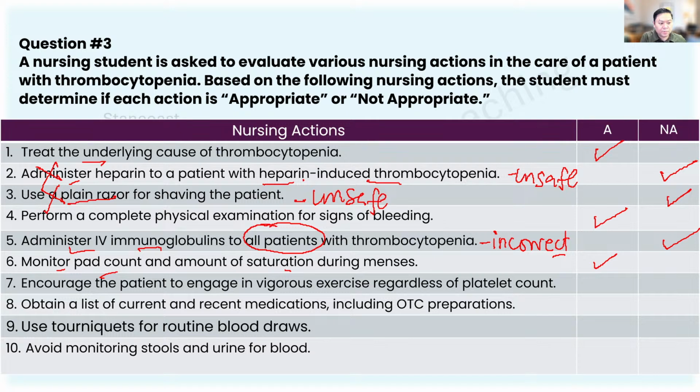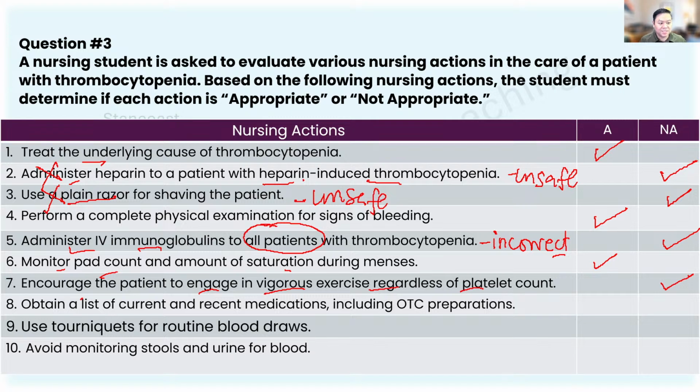Now, what about number 7? Encourage the patient to engage in vigorous exercise regardless of the platelet count. Okay. So this is going to be what? Vigorous exercise can increase the risk of bleeding. So this is going to be assigned to not appropriate. Not supposed to. The vigorous exercise can increase their bleeding and should be restricted. Make sure that you keep this in mind, especially when the platelet count is reduced. We should control the bleeding here. We should prevent the patient from doing any vigorous exercise.